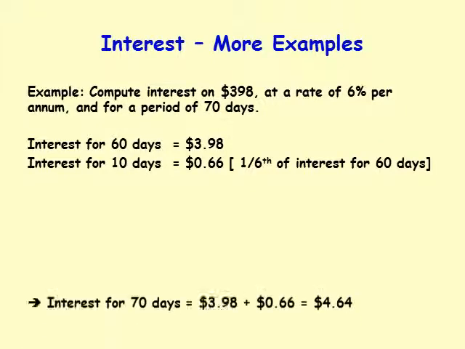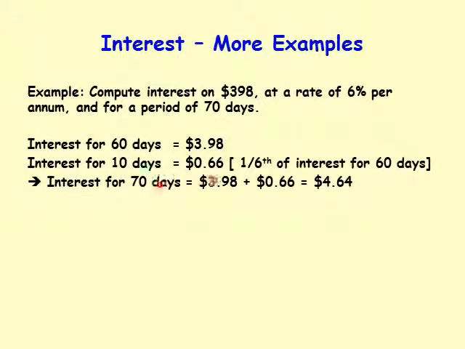0.01. Okay, interest for 70 days is, I'm going to add these two terms: 60 days, $3.98, and for 10 days is 66 cents. So we add $3.98 to 66 cents, and I have a result of $4.64. So for 60 days was $3.98 interest, and for 70 days interest is $4.64.